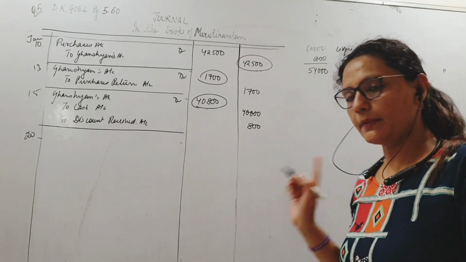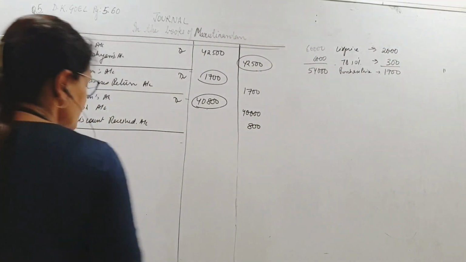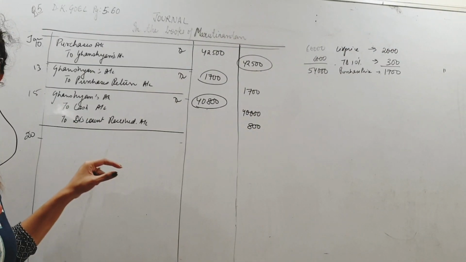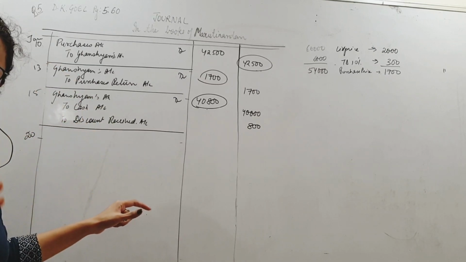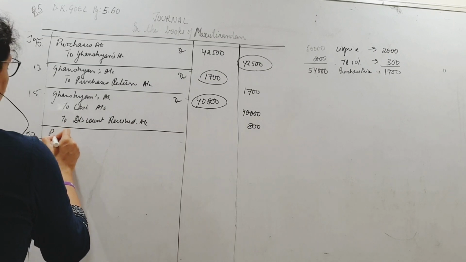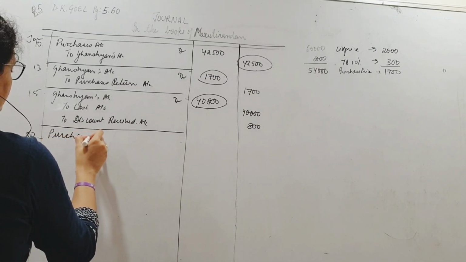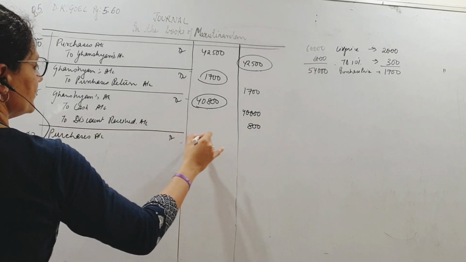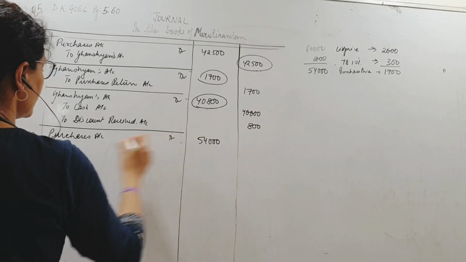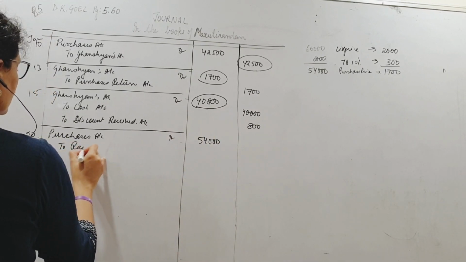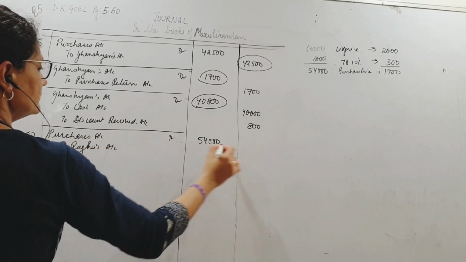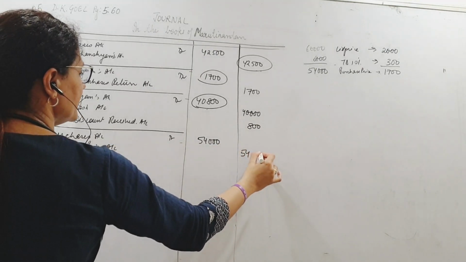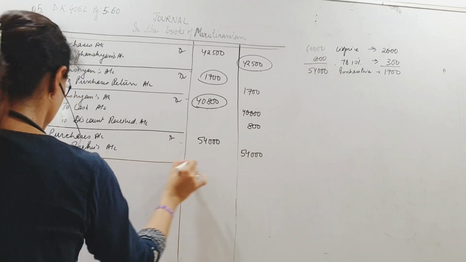54,000. So can I pass this entry as 54,000? What is the journal entry for credit purchase? Yes, the creditors account debit. The purchase account debit to creditors account. So purchase account debit 54,000, my purchase price, to Raghu's account, being goods purchased on credit.